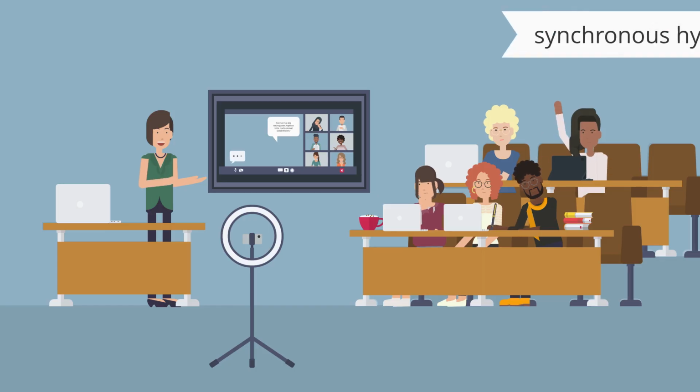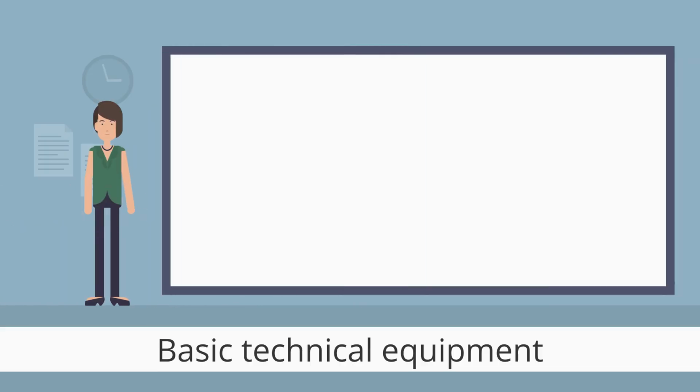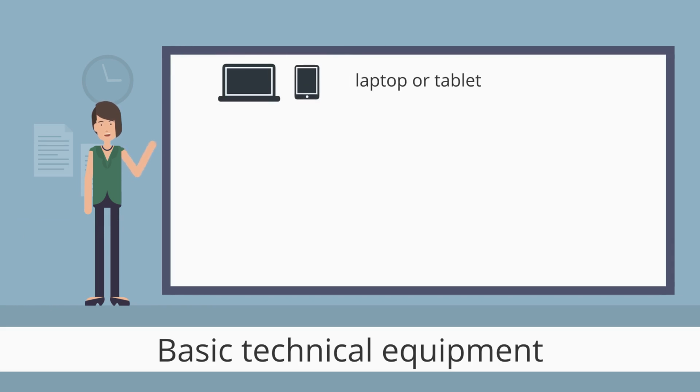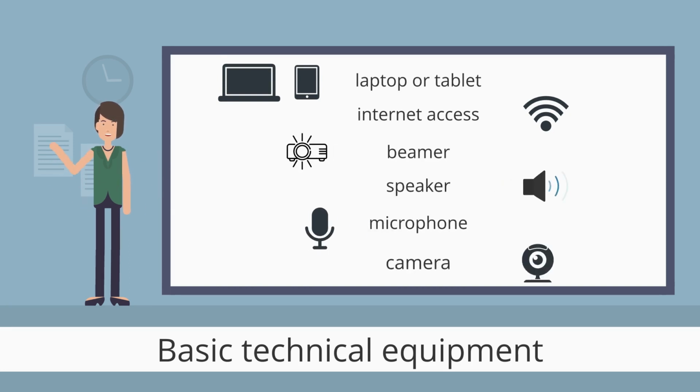Let's first take a look at lectures and settings with lower levels of interaction. These scenarios are often less complex and thus somewhat easier to implement. The basic technical equipment of a hybrid setting usually consists of a laptop or tablet, internet access, a beamer, speakers, microphones, and a camera. In some cases, existing equipment in lecture halls can be used.